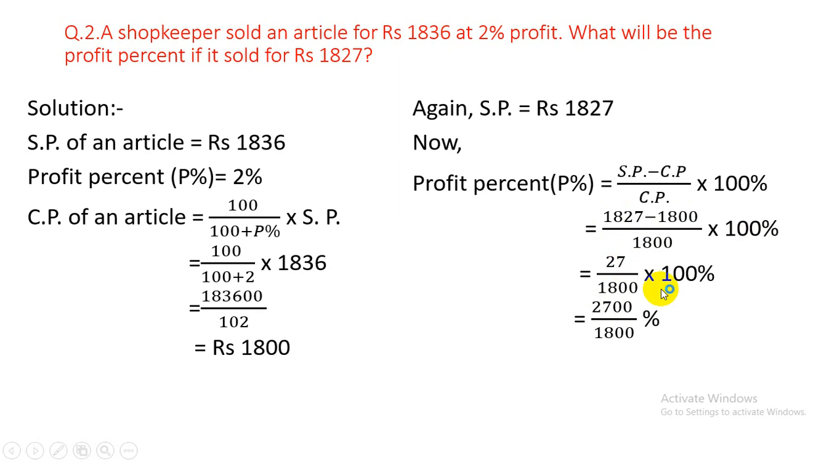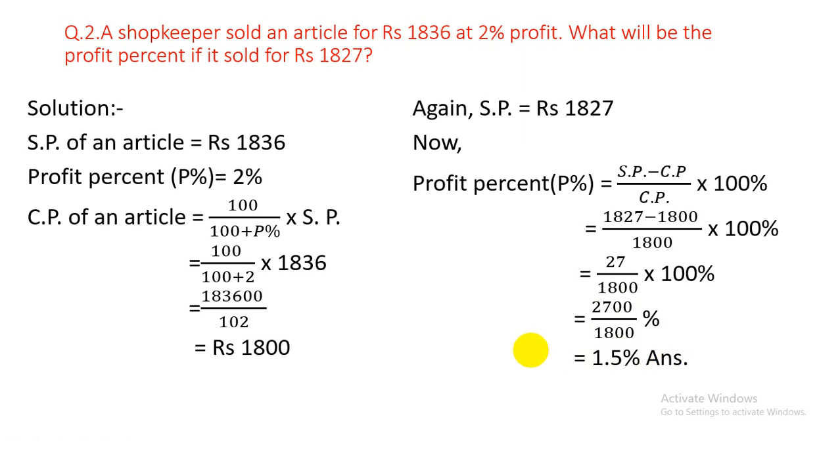27 into 100 equal to 2700 divided by 1800, which is equal to 1.5%. That is the answer. If you divide 2700 by 1800, then 1.5 is the result.